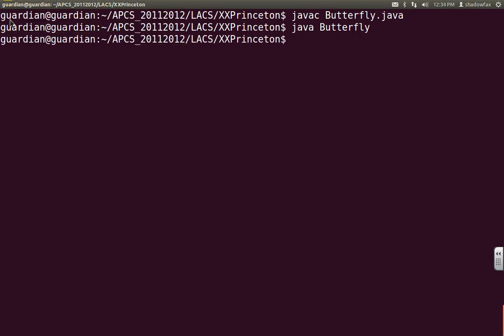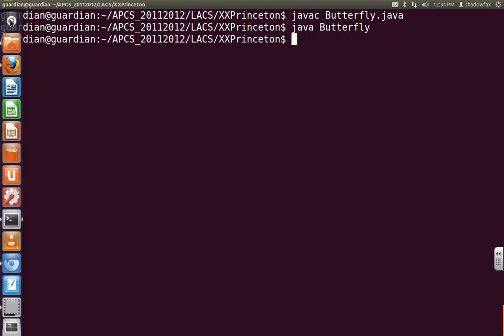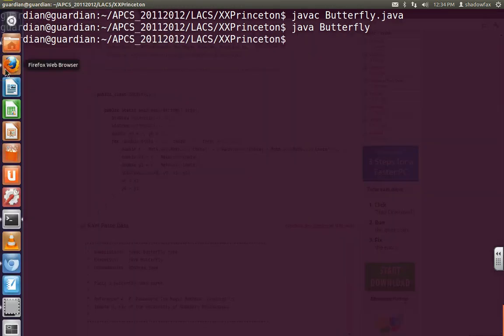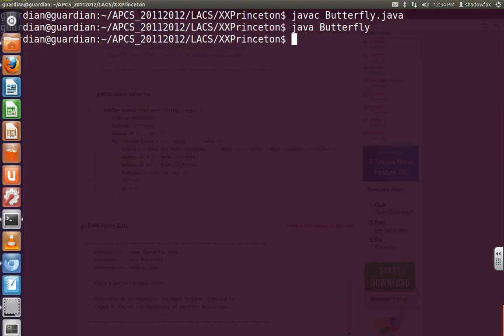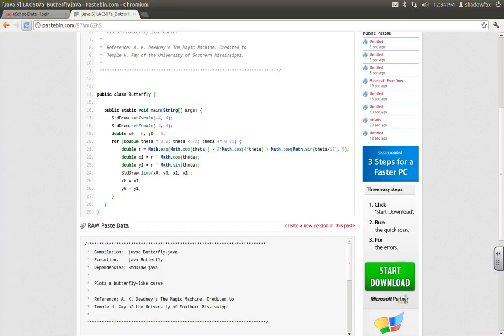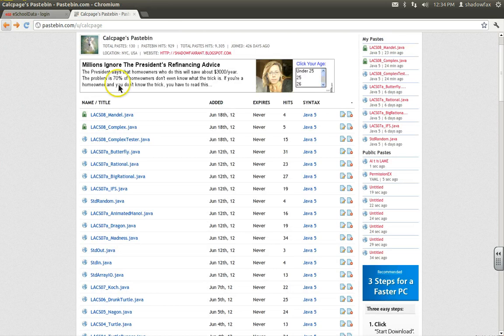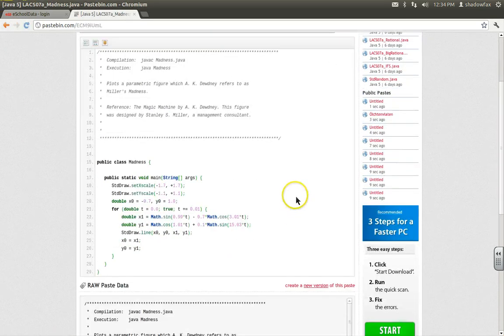All righty, what's next? Here's a graph called Madness. Let's take a look at the code for Madness. This is code I wanted to do in class, but we ran out of time. Madness is not polar, in that you don't have r times cosine and r times sine. It's parametric: x is a function of t and y is a function of t. It's not really polar, but look at what it does.